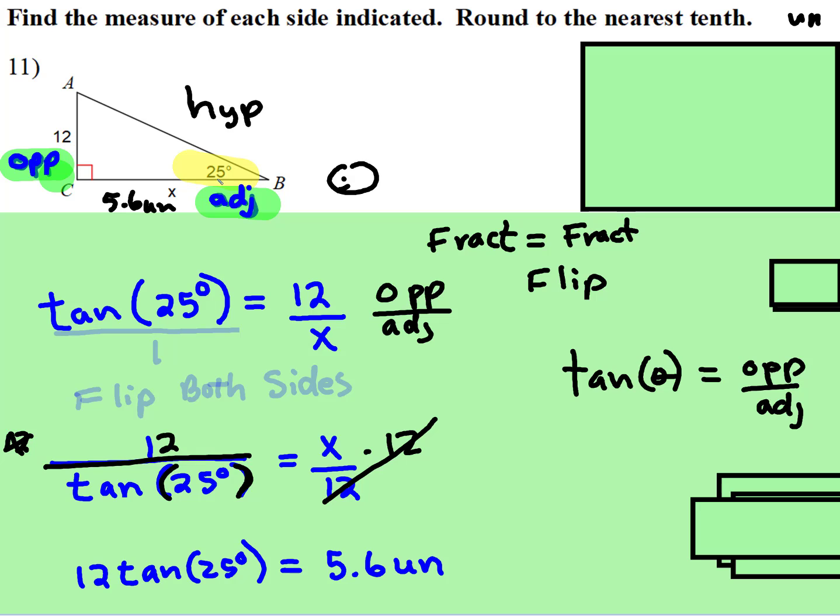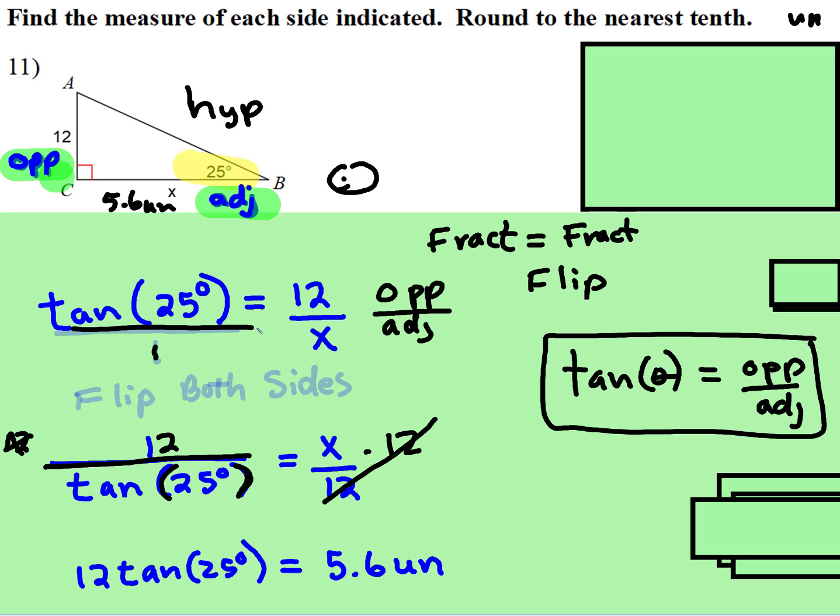From the viewpoint of the theta will be the angle that the diagram gives you. From the viewpoint of the theta, you label the sides, you find the trig function that has to do with those sides, and then you can set it up. And remember this nifty trick. Flip both sides. All you're doing then is multiplying by 12, then using your calculator to solve. That is it.